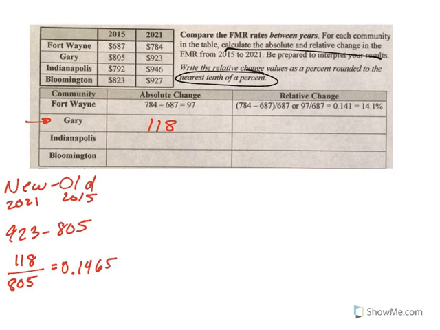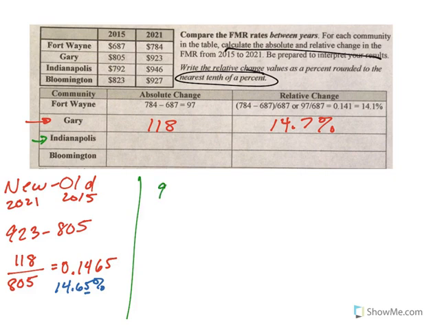0.1465. Now it says nearest tenth of a percent. So this is the same as 14.65%. The 5 tells me to round up. So that's going to give me 14.7%.